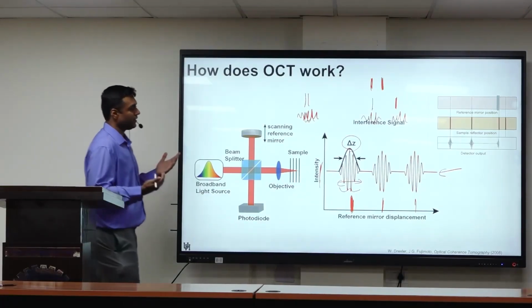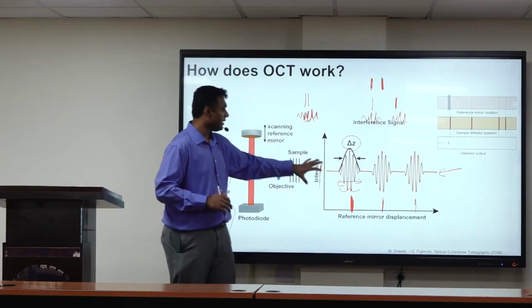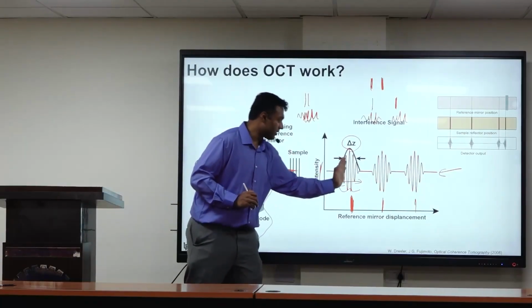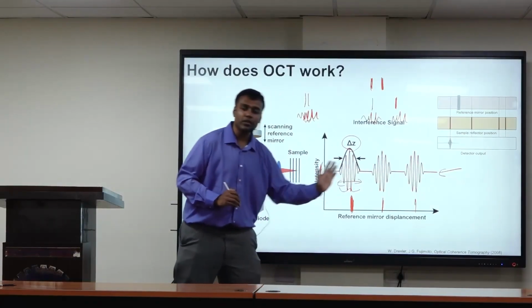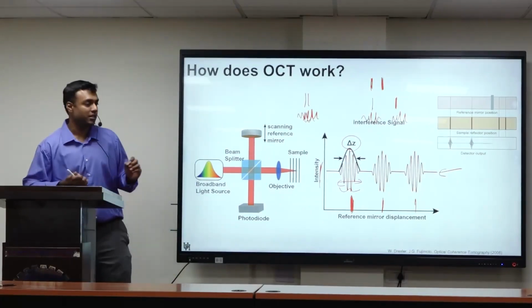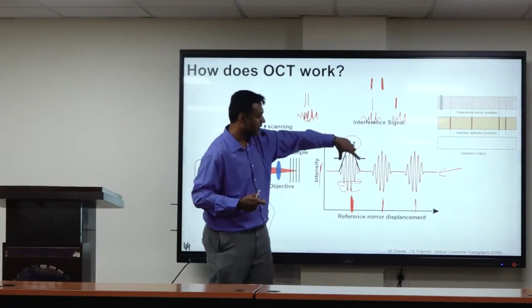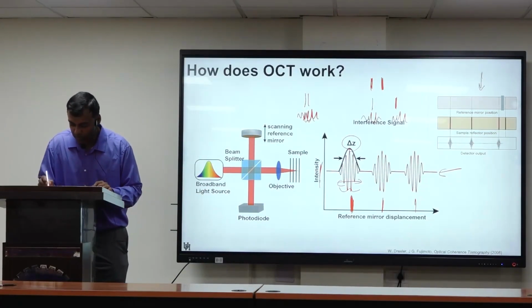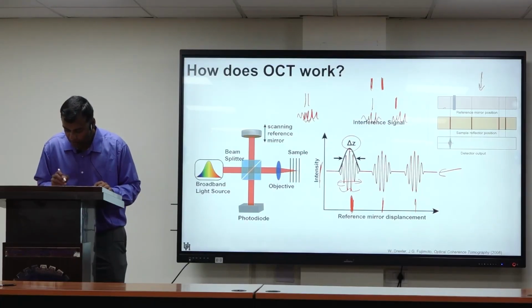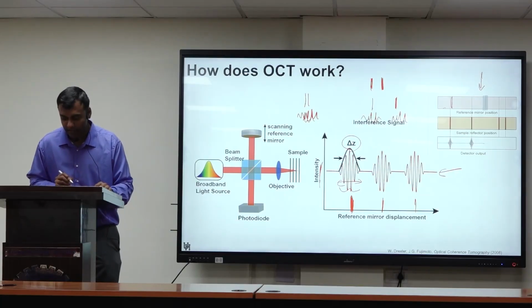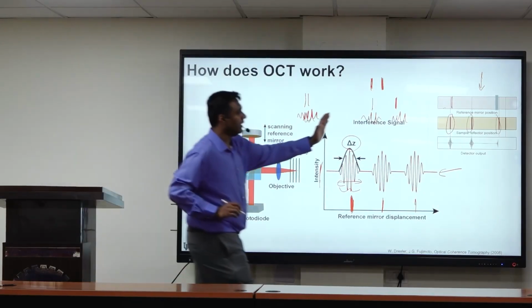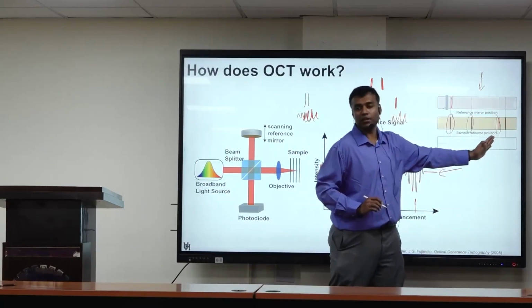But the important thing to notice is that because one layer gives you this one kind of pattern, whether or not you can distinguish one layer from the next is decided by how broad this kind of pattern is. Okay, and if you look at the animation over here, once you start, notice that whenever you hit the reference mirror, it hits a layer. So this is layer 1, layer 2, layer 3 inside the sample. As soon as the reference mirror crosses that layer, in the detector you measure this burst of signal.